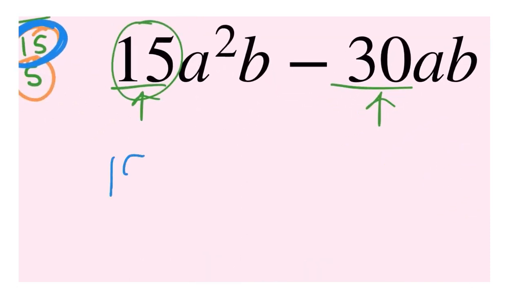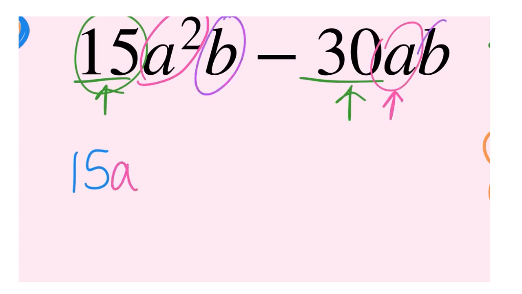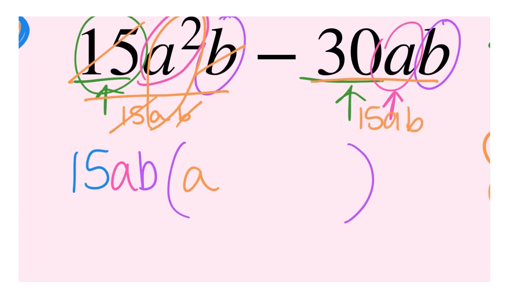So that is what we're going to take out. So 15 would go on the outside. And then if we look at the letters, they both have A, right? And we can only take one because this one only has one. So we're going to take an A out. We can also take B because they both have at least one B. So we're going to take B out, and then we're going to write what we would have left. If I divide the first piece by 15AB, the 15s would cancel, the B's would cancel, and I would have one A left over. So I'm going to put A right here. If I divide this part by 15AB, the A and B would both cancel, and 30 divided by 15 is 2. So we're going to write minus 2.